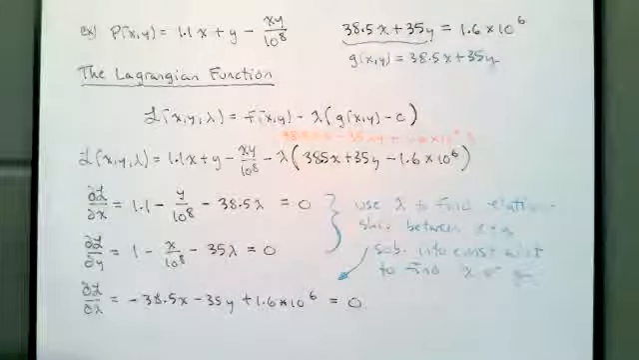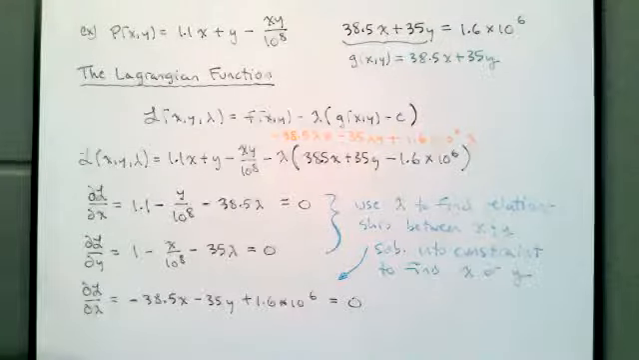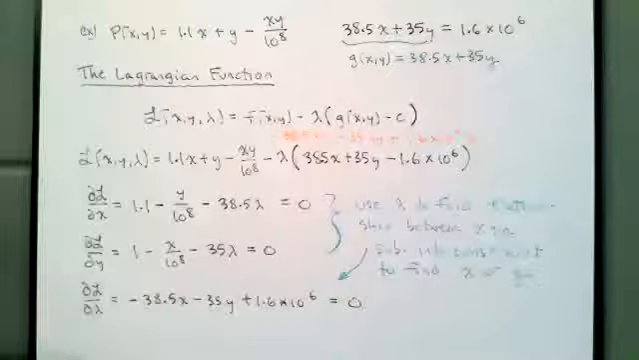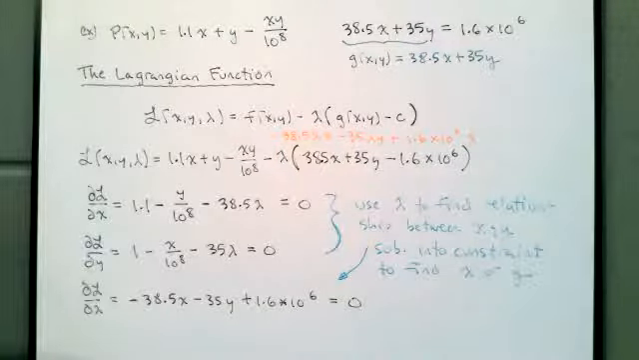Any questions? Yeah, so you would just eliminate the lambda from the first two. That will establish a relationship between x and y, and then use that relationship to plug into the constraint. Any questions?